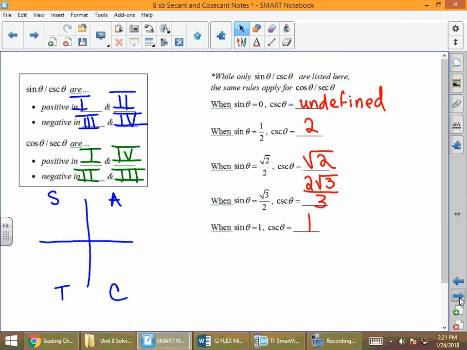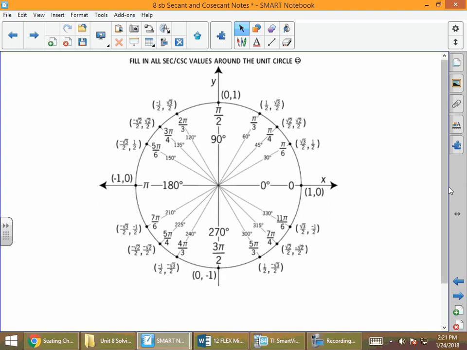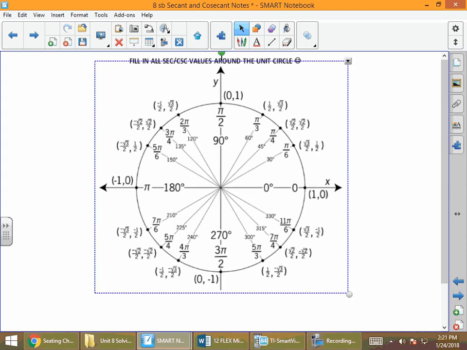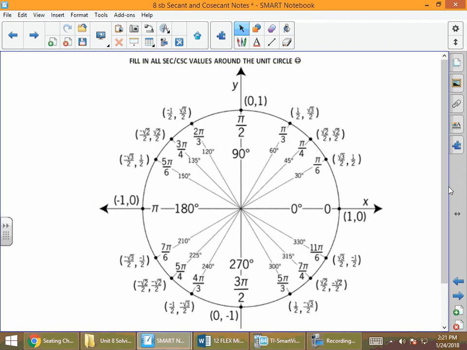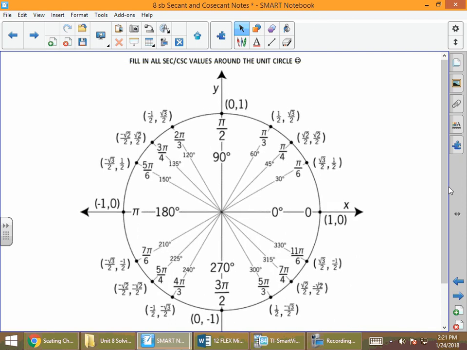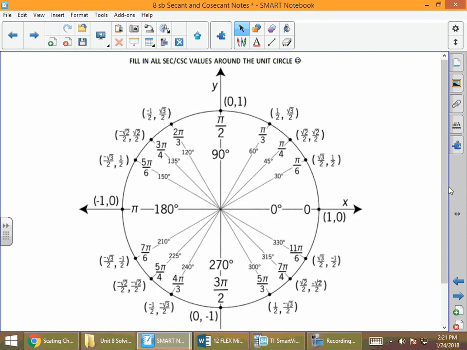But what I want to take a look at here, and we won't get it completely filled in, is what we're given on this remaining part of the front page of our notes. We're given a unit circle, and it says to fill in all the secant and the cosecant values. But what I want to point out to you again is that I'm going to start with cosecant, and that's as far as I'm going to get.